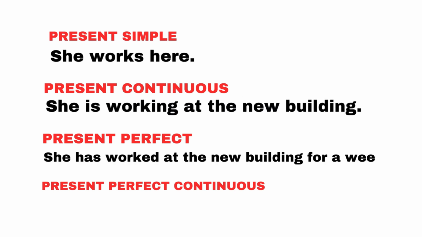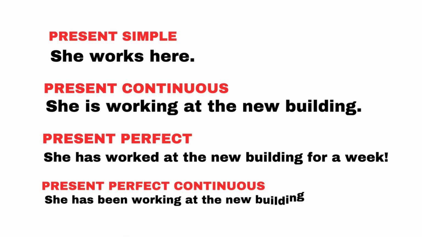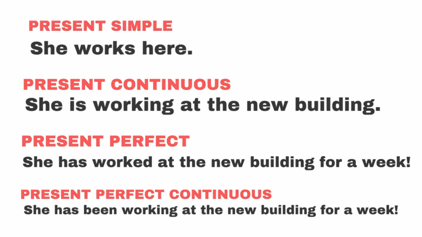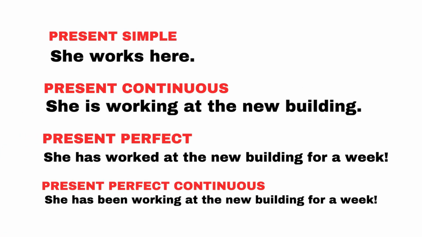So a recap. Present simple, she works here. Present continuous, she is working at the new building. Present perfect, she has worked at the new building for a week. Present perfect continuous, she has been working at the new building for a week. So present perfect continuous, the verb ends in ing, and we have has been. Present perfect, the verb ends in ed, and we have has worked. Present continuous, the verb ends in ing as well, and we have the verb is working or are working.